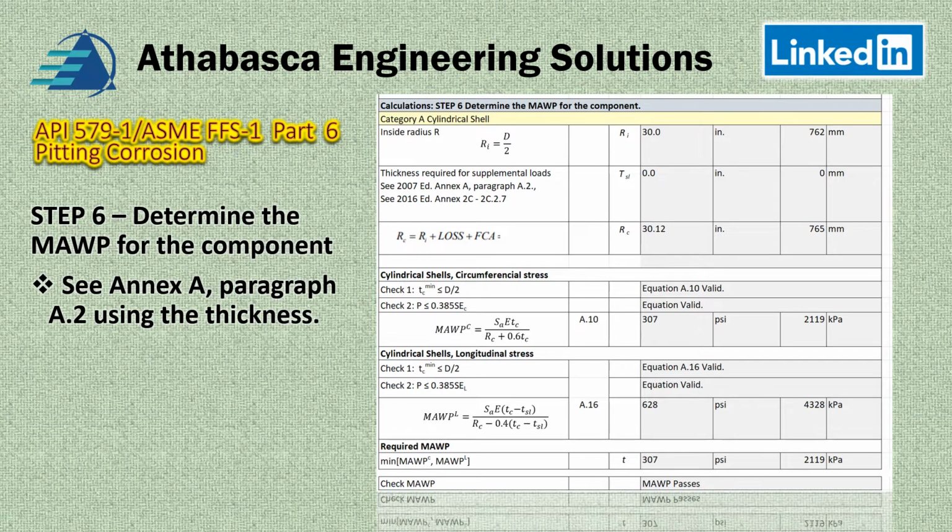And then we determine R critical. With that equation, we come up with 30.12 inches ID, or 765 millimeters. Now we go into the classic cylindrical circumferential stress and longitudinal stresses. And we have a couple of checks, one and two, to make sure that the equations are valid. Basically, we're going to be using the circumferential one, and by determining the maximum allowable pressure for circumferential, we get 307 psi, or 2119 kPaG. And basically, that's it. And that's how we determine our maximum allowable working pressure.